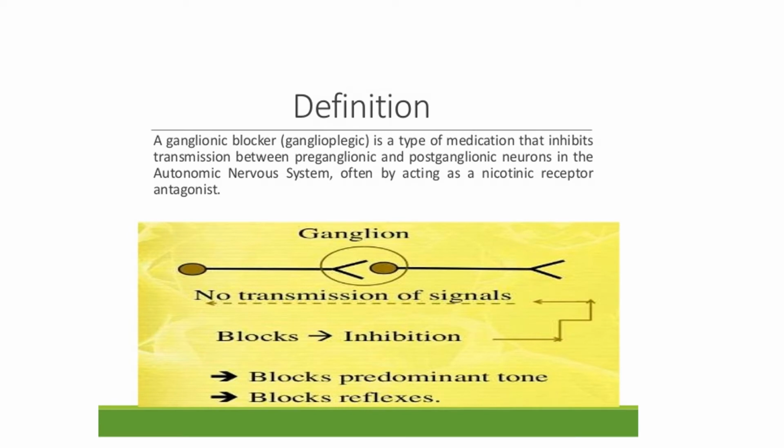By definition, a ganglionic blocker is a type of medication that will inhibit the transmission between both the preganglionic as well as the postganglionic neurons in the autonomic nervous system, and they are often called nicotinic receptor antagonists. Ganglionic blockers are otherwise known as nicotinic receptor blockers. One thing you should remember is that they inhibit both the sympathetic as well as parasympathetic ganglia, and the effect will depend upon the dominant tone on the tissues, that is sympathetic or parasympathetic. Depending upon the dominant tone, the response will be present.